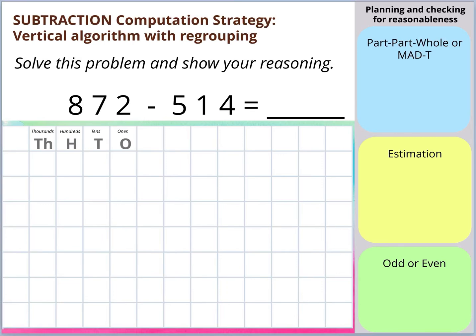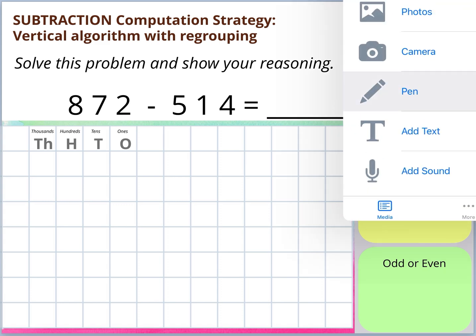Here we have a subtraction computation strategy. It's the vertical algorithm with regrouping. It's a traditional algorithm kind of way, and it's the way that your parents or grandparents would probably say is what they learnt to do subtraction.